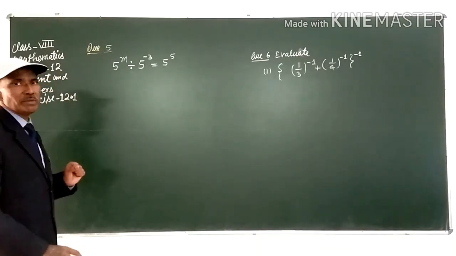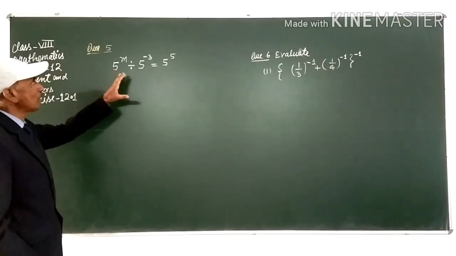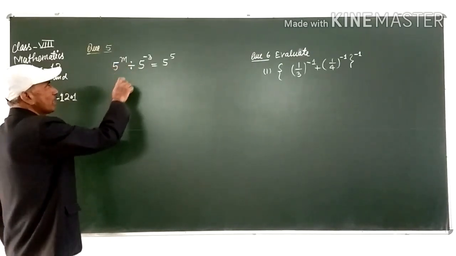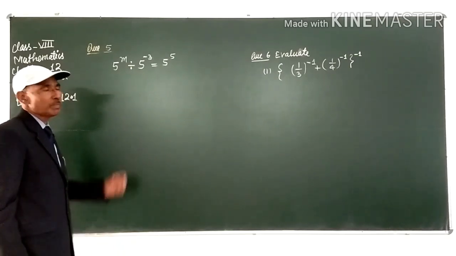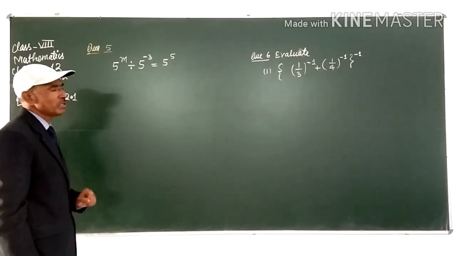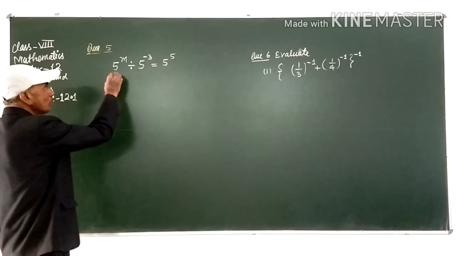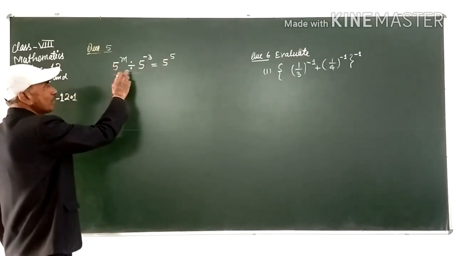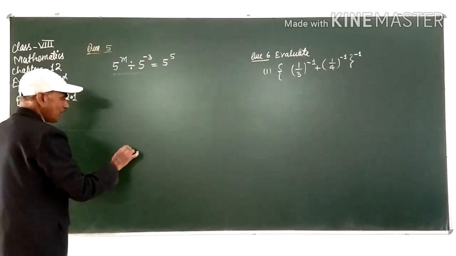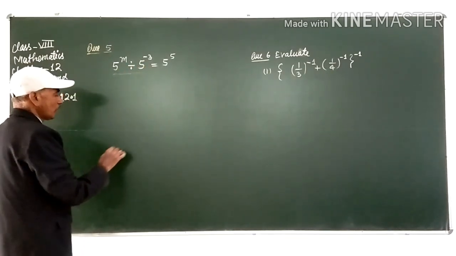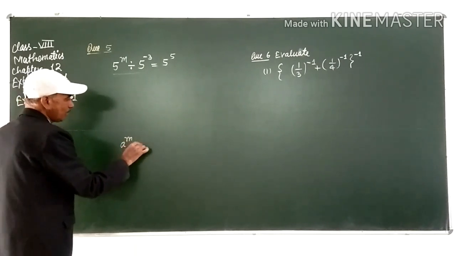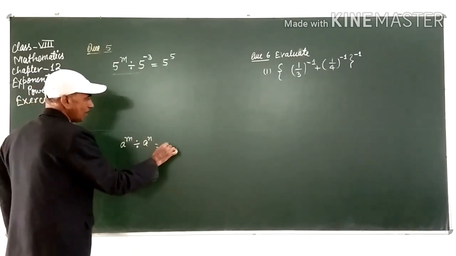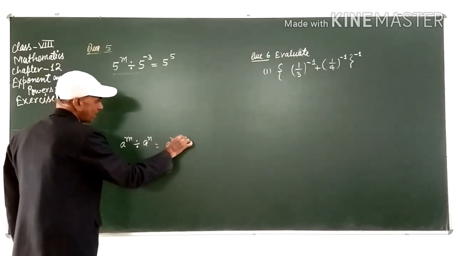This is question number 5, students, and in this question you have to find out the value of m. It is given that 5 raised to the power m divided by 5 raised to the power minus 3 is equal to 5 raised to the power 5. So the first part of the question is a to the power m divided by a to the power n. We have to use this rule. So a raised to the power m divided by a raised to the power n will be a raised to the power m minus n.